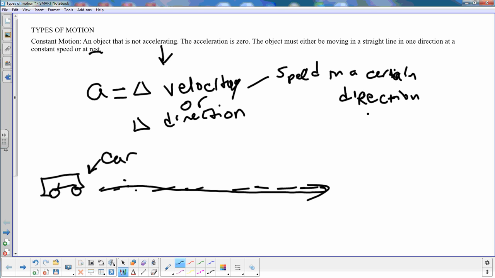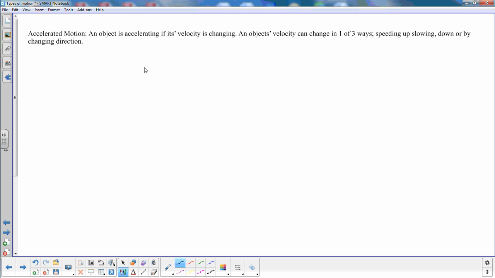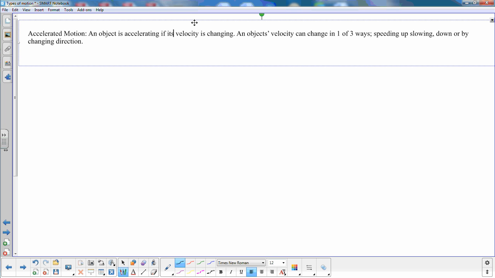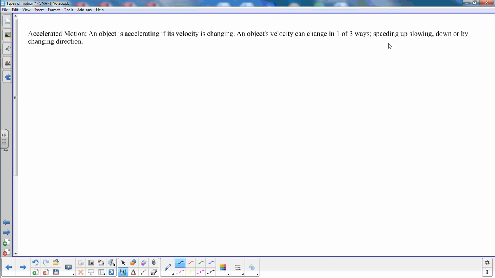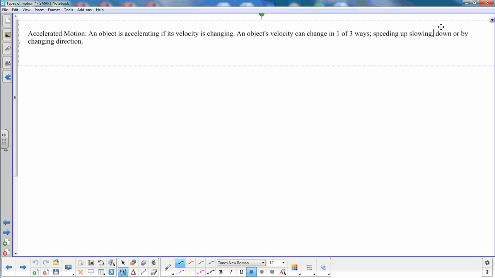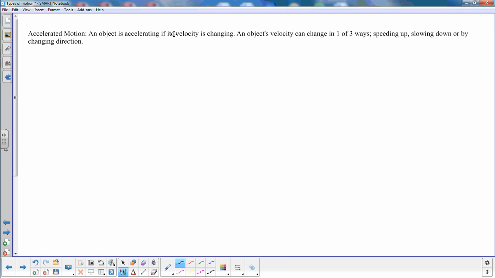Continuing, we have something called accelerated motion, which is the opposite of constant motion. You have an object that's accelerating if its velocity is changing. And I can't stand the fact that it is grammatically incorrect here. If its velocity is changing, an object's velocity can change in one of three ways. It's either speeding up, slowing down, or changing direction. So there are three ways to accelerate an object. You can speed it up, slow it down, or change its direction.